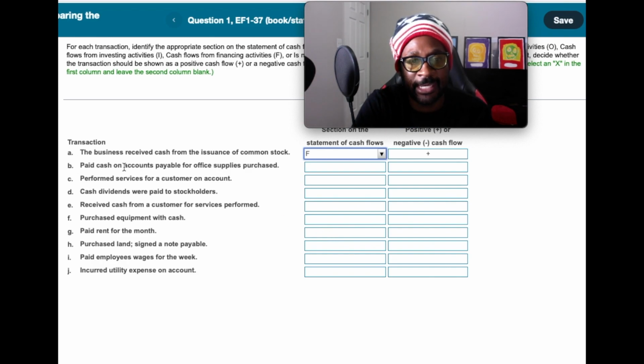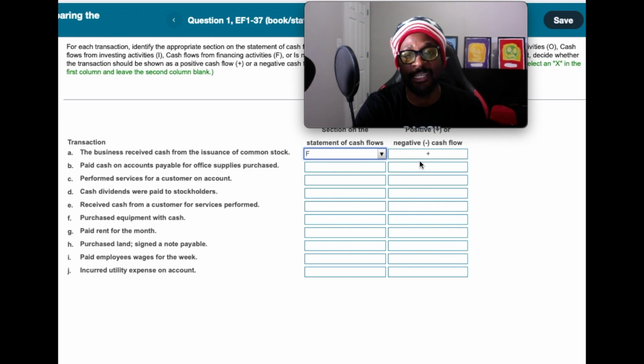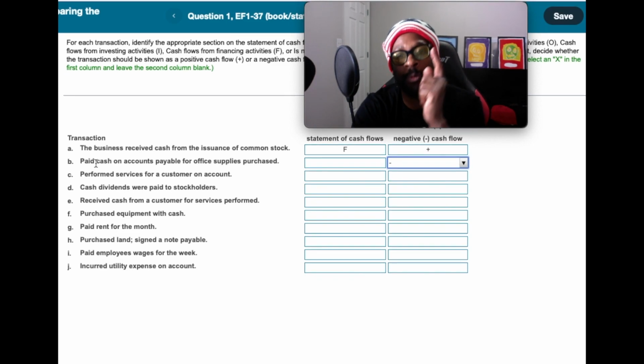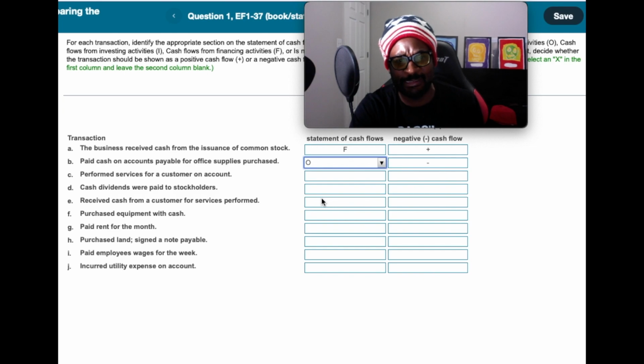Next, paid cash on accounts payable for office supplies purchase. Keywords, paid cash and on accounts payable. So we paid on our account, gang. Now, the fact that we paid cash, we know that this is a cash-related activity and it's going down. Now, what did we pay cash on? An account payable, which happens to be a short-term liability. Since it's a short-term liability, the rule dictates that this is considered an operating activity. And it makes sense, gang, because when you're paying on an account, that's what you have to do in terms of operating, paying on your current liabilities.